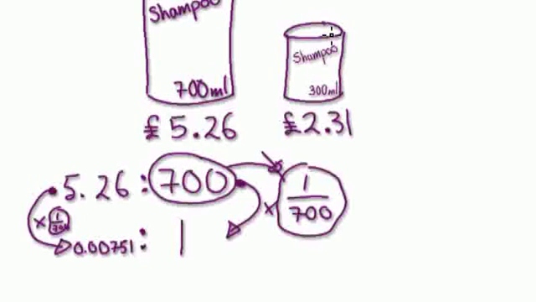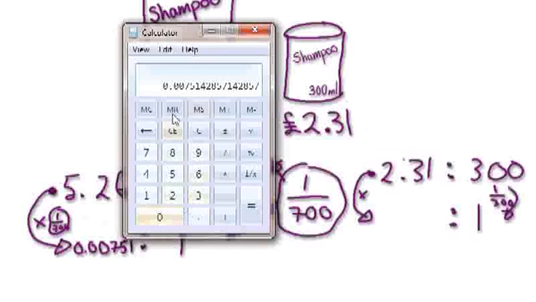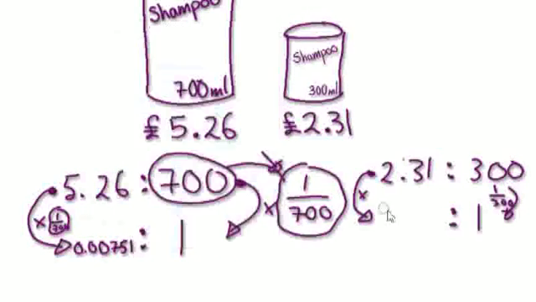I'm going to do the same for the small shampoo. 2.31, and then this here is 300. We want to get to 1 here, so our multiplier will be 1 over 300. We're going to start here and use our multiplier to get to this bit here. So on the calculator, 2.31 times 1, so it gets multiplied to the top, and then divided by 300, equals 0.007.